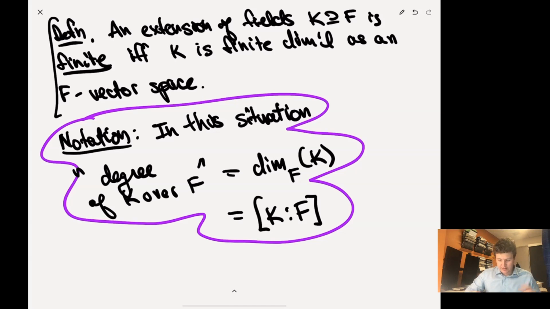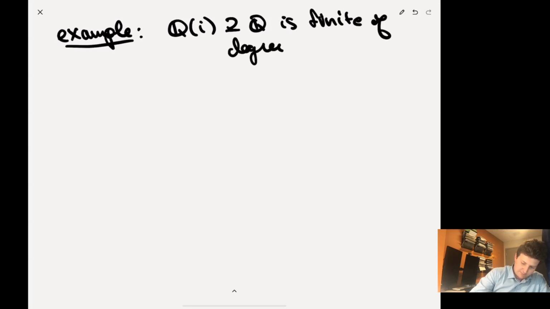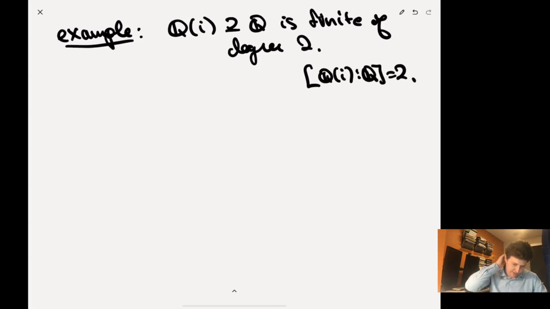Okay, so let's look at some examples. What are some finite dimensional or finite extensions? We've done them a lot. All these quadratic extensions are finite, so Q(i) over Q is finite of degree 2. In the fancy new notation that we have, [Q(i):Q] is 2. Okay, so it's a degree 2 extension.